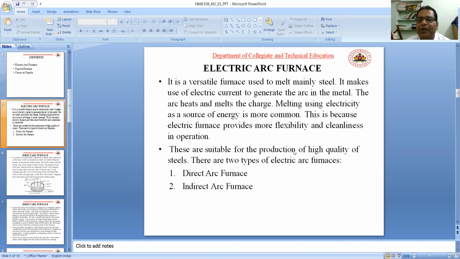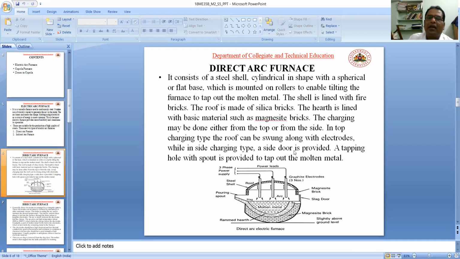These are suitable for production of high quality steels. There are two types of electric furnaces: direct arc furnace and indirect arc furnace. First one is the direct arc furnace, second one is the indirect arc furnace. We'll take up the direct arc furnace. You can see the diagram.